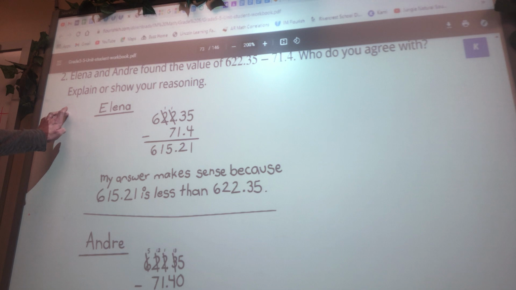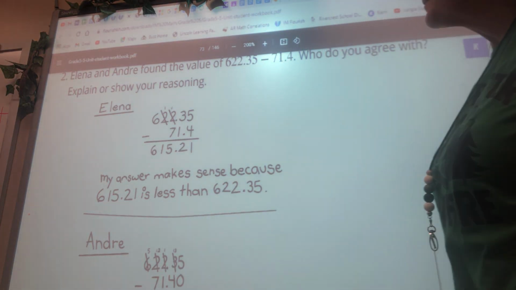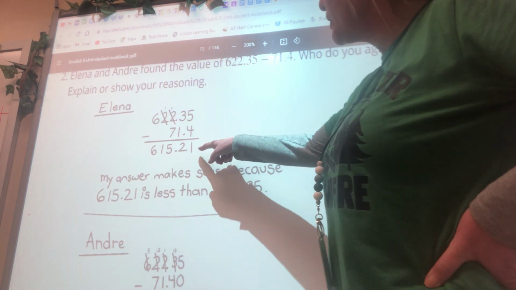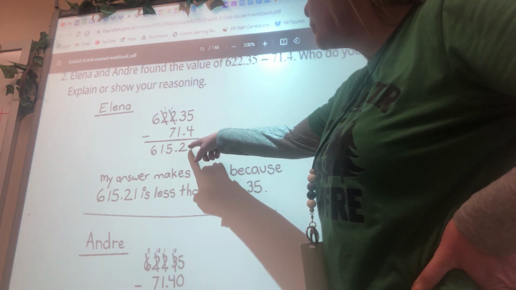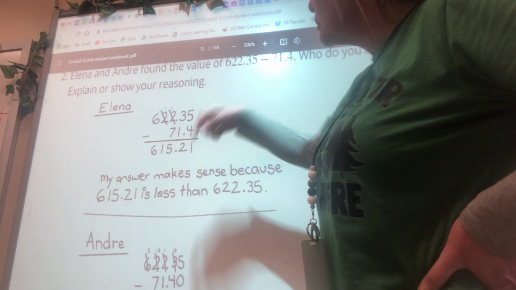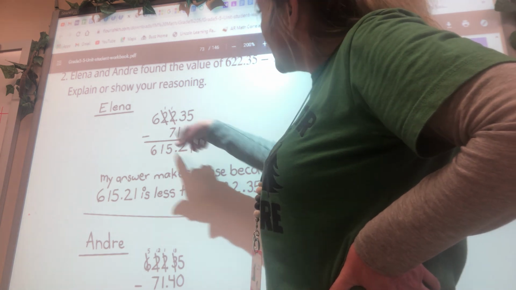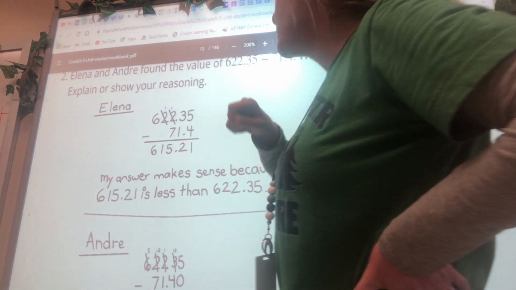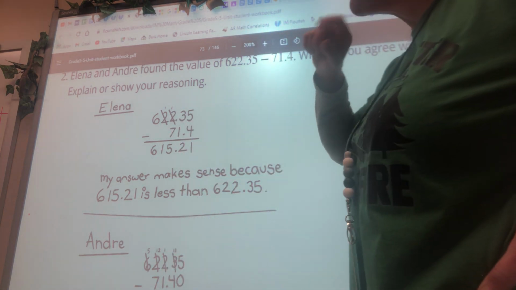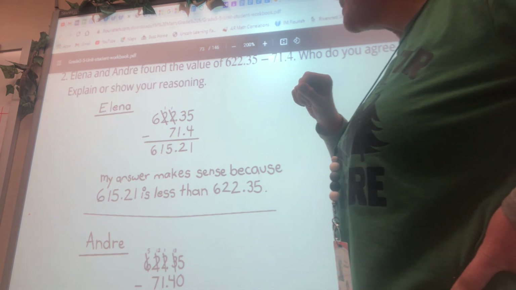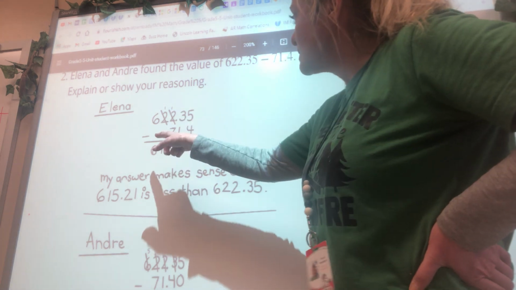Okay, it says Elena and Andre found the value of 622 and 35 hundredths minus 71 and 4 tenths. Who do you agree with? Well, you just did all of this, so let's see. Elena, 5 minus 4 is 1, and 3 minus 1 is 2, and her borrowing, well, she's okay on her borrowing. Well, no, when she borrowed a whole one, it should have been a 12, not just a 1, so she kind of messed up, but also, she didn't line her decimals up, did she?